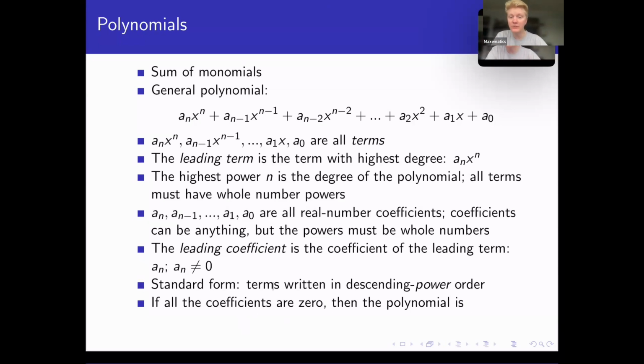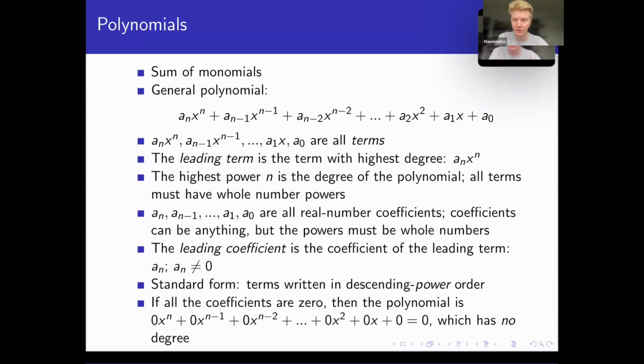If all the coefficients are 0, well, then our polynomial would be 0 times x to the n plus 0 times x to the n minus 1, and so on. And all of these things, 0 times anything is 0. And again, 0 is the only polynomial slash monomial that has no degree. Not degree 0, no degree.